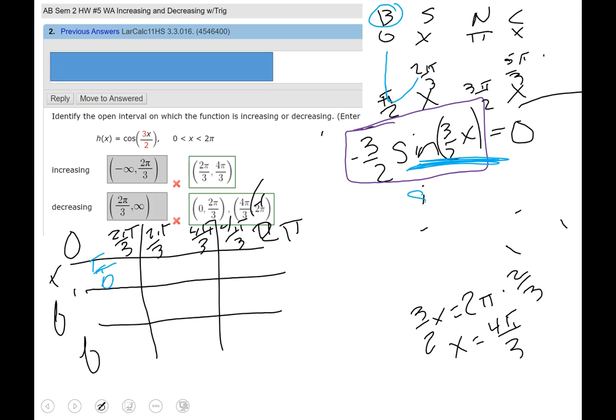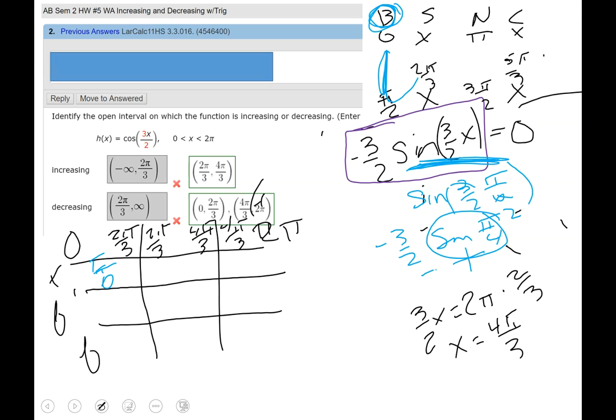So when I plug into there, I get sine of 3/2 pi over 6. But this really reduces to sine of pi over 4 times this negative 3/2. So sine of pi over 4 would fall in here where we know they're both positive. So if this is positive and this in front is negative, I know it's negative. Derivative is negative. That means that my function is decreasing.